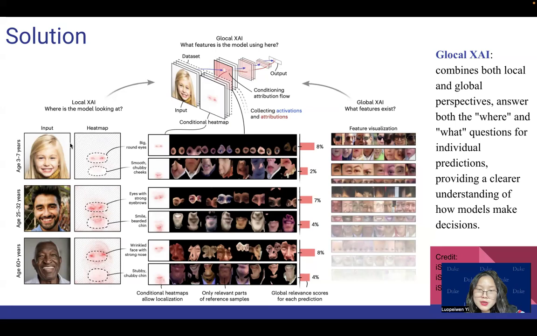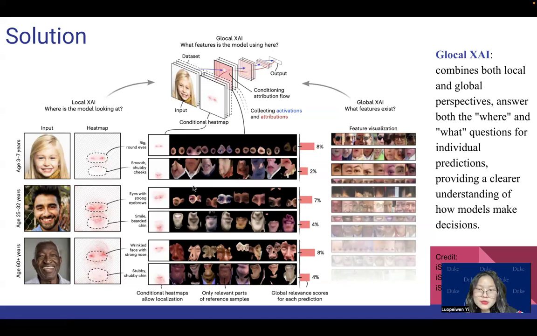On the left side, we can see that the local XAI highlights the pixels' importance for each prediction on a heat map, showing that the model focuses on the eye and chin regions. However, it doesn't explain which specific features the model recognizes in these areas. On the right side, the global XAI identifies general concepts the model has learned by finding reference images that activate certain neurons. It provides insight into the concepts the model understands, but it doesn't specify which ones are used for a particular prediction. In the center, the Glocal XAI combines both methods, showing both where the model is looking and what features it is using.